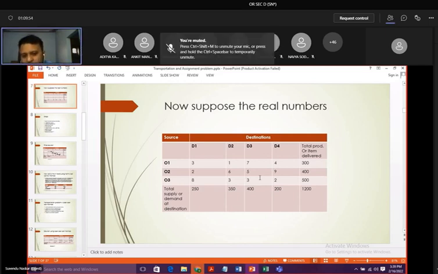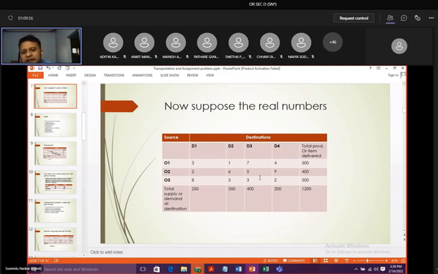In row O1, the least cost is 1. What is the next least cost after 1? 3. So 3 minus 1 is basically 2. What it essentially means is that because I have allocated 1 in this cell, O1 D2, I might not be able to allocate the maximum to D1. If this allocation was not sufficient, next time I would have been allocated on 3.